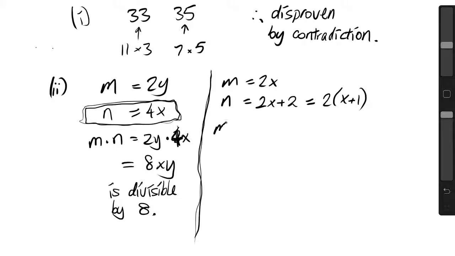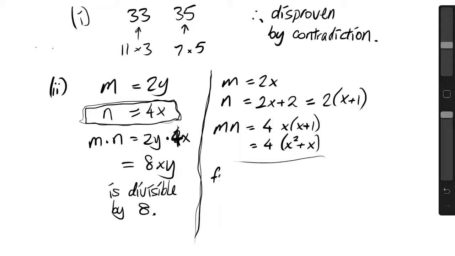And so mn is 4 lots of x times x plus 1, and I know that x times x plus 1 is x squared plus x. Now, from this, we would initially say it is divisible by 4, not divisible by 8, so disproven. However, the twist is x squared plus x is always even. This can be shown because for odd x, x squared plus x is odd squared plus odd, which is odd times odd gives you odd, add another odd gives you even.